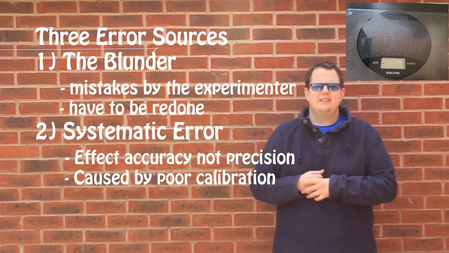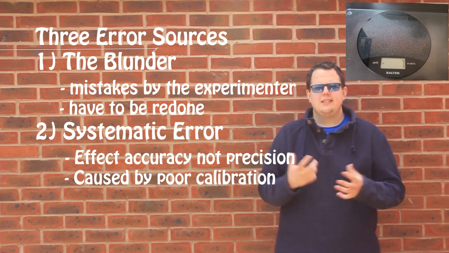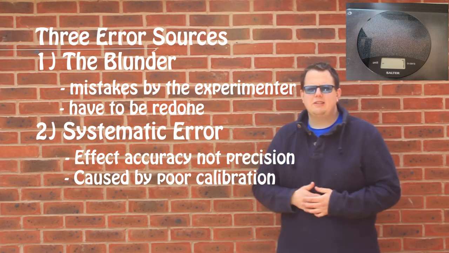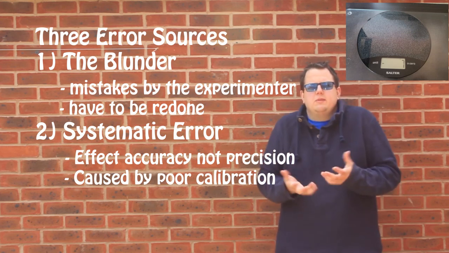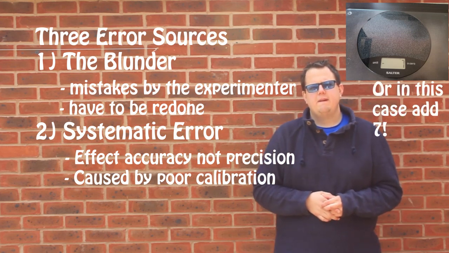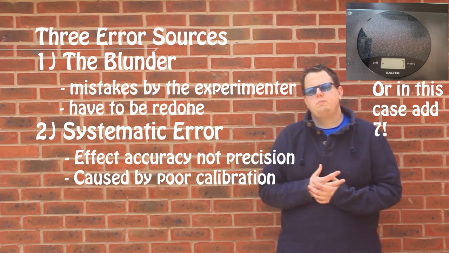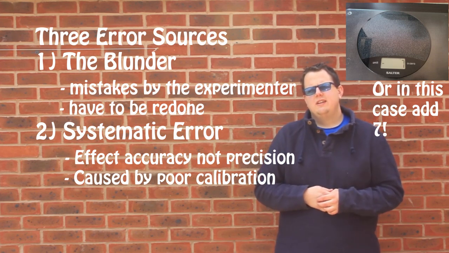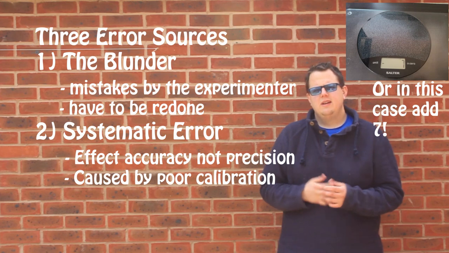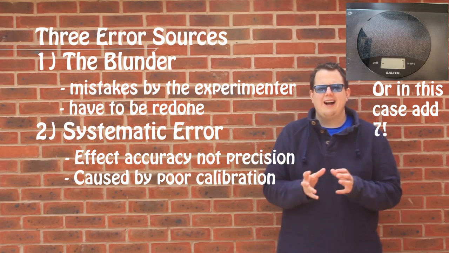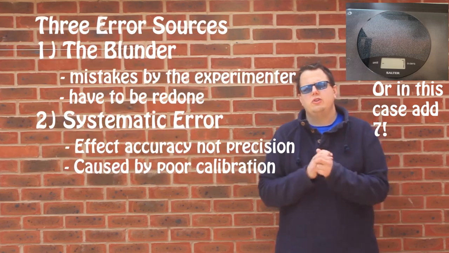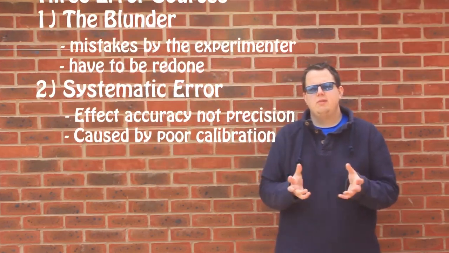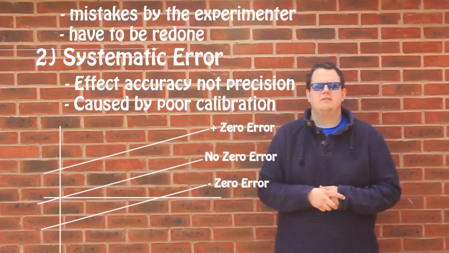Now, removing these errors from data is easy. If we take our balance for example, we know what the reading is with nothing on it, we simply subtract this from all our measurements. Spotting systematic errors can be hard, because all our measurements will be out by the same amount, and we do not know what the true value of the measurement should be. So how do we take account for this error?